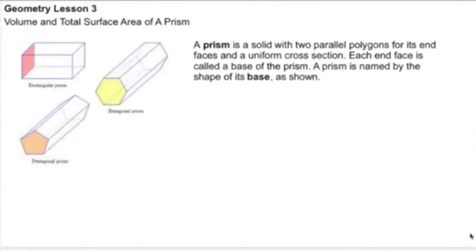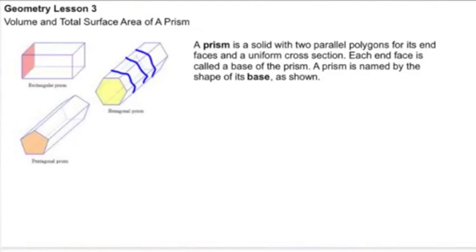Okay, so today we're going to be talking about the volume and total surface area of a prism. And a prism is a solid with two parallel polygons for its end faces and a uniform cross section. That means if I were to cut that apart, each of the sizes of that polygon, that cross section would look the same.